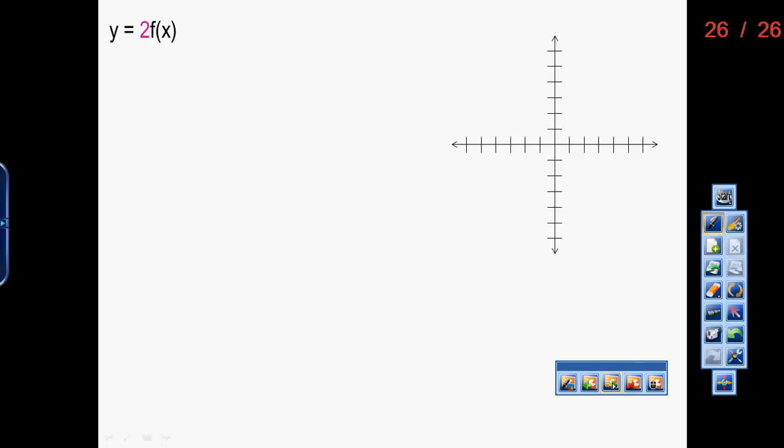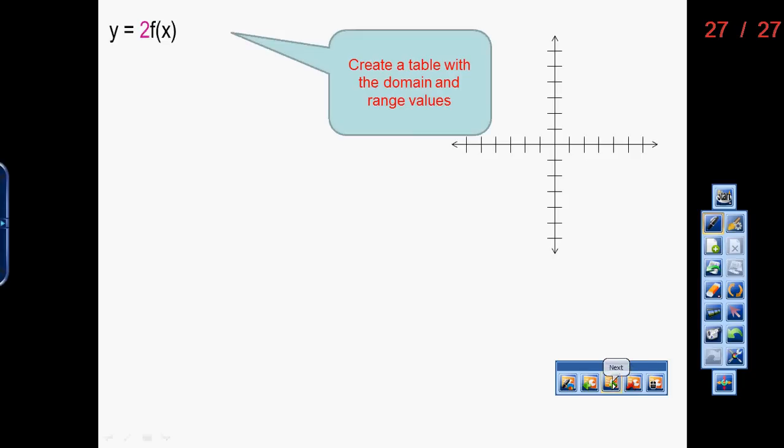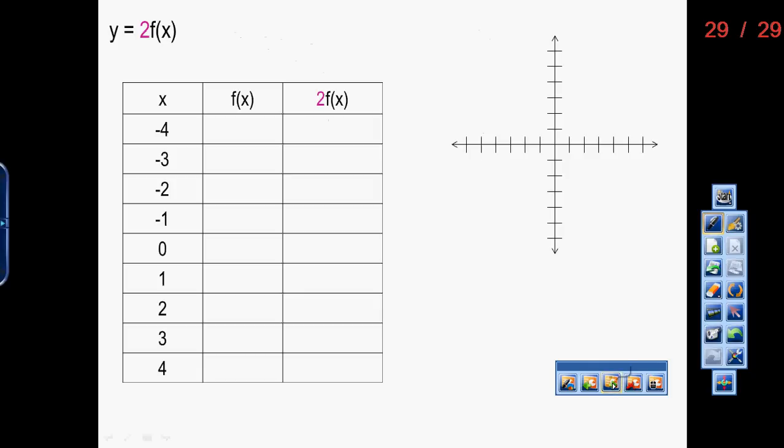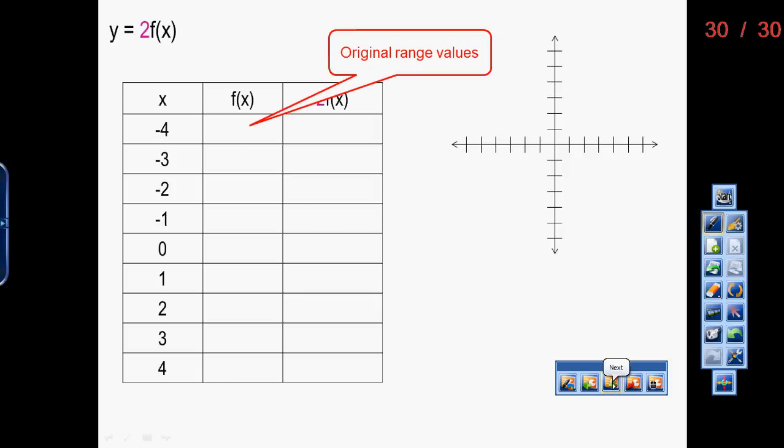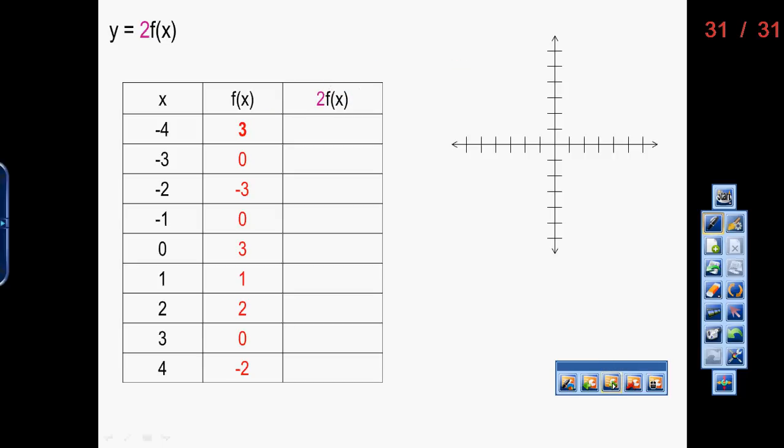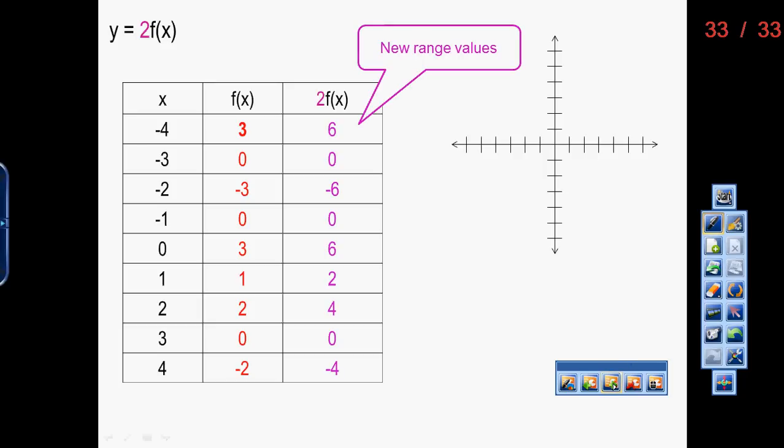So what do you think we're going to do? That's correct. We're going to start with our original. So the first thing I want to do is create a table with the domain and range values. So there's my table again, and I have my original x, and now I want to look at my original y. So those are my original range values. So now, what do I want to do with those numbers? That's correct. I want to multiply them by 2. So I'm going to do that to get my new range values. When I multiply that by 2, that is what I get.